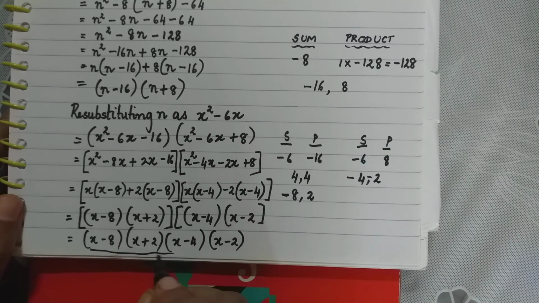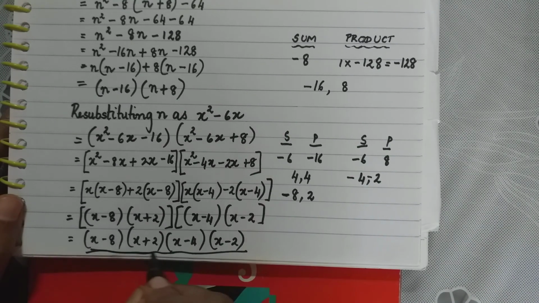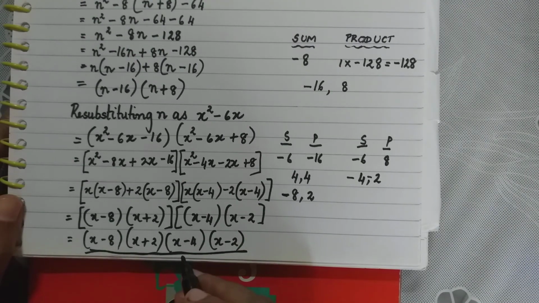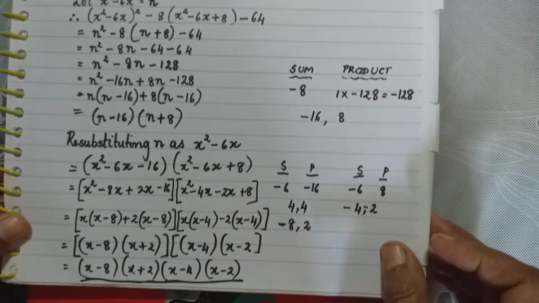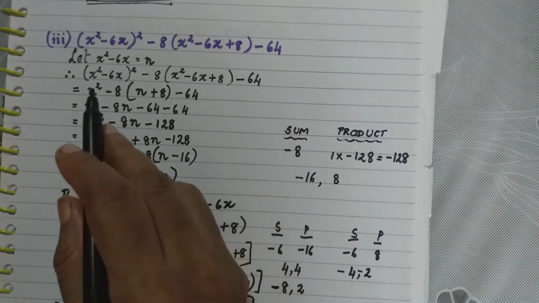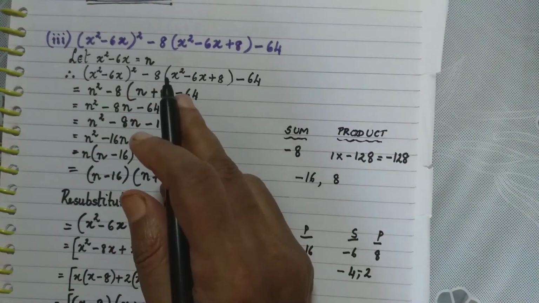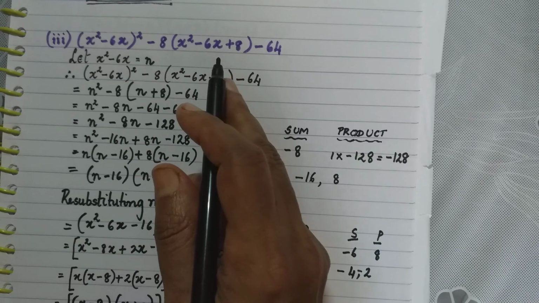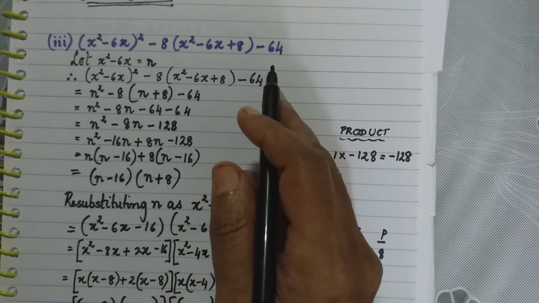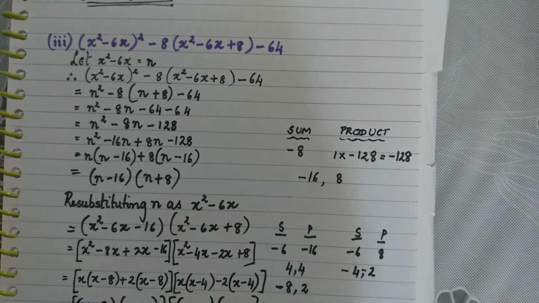So this will be the final answer. These are the factors. It is x minus 8, x plus 2, x minus 4 and x minus 2 are the factors of this (x square minus 6x) the whole square minus 8 into (x square minus 6x) plus 8 minus 64.